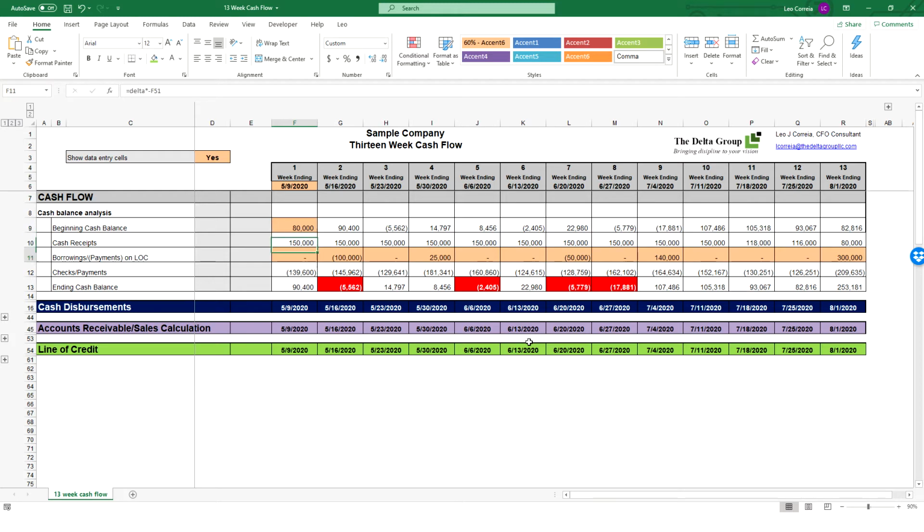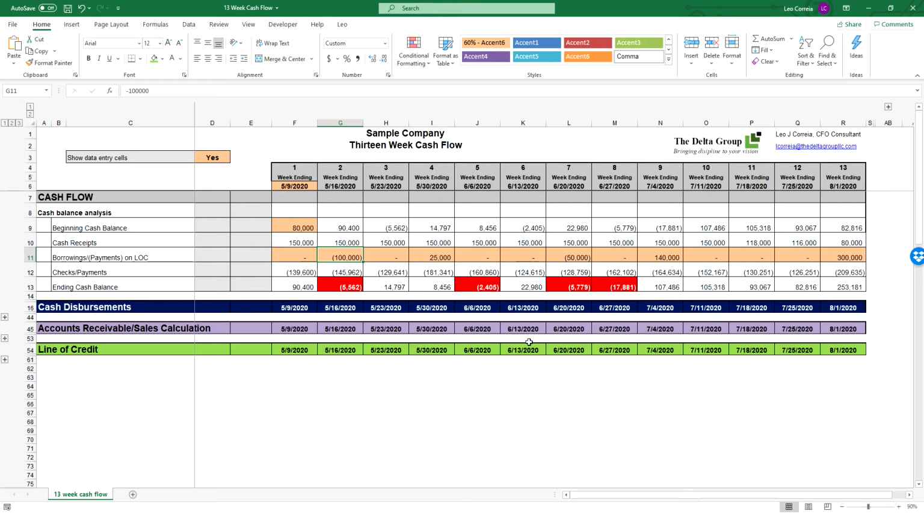So, as you can see in week 2, I actually have a payment on the line of credit to pay down the line for $100,000. If I do that, my balance is going to go negative by $5,500 based on other cash disbursements and expected cash receipts.